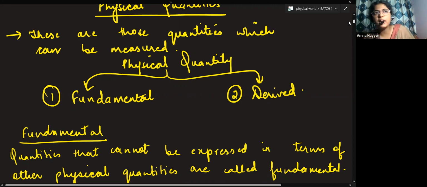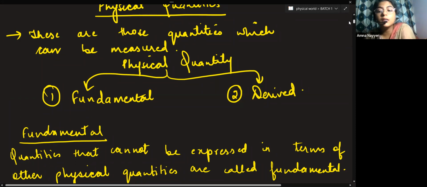For example, if I ask you to define length with the help of some other quantity, you will keep on thinking and thinking, but there won't be any other quantity with the help of which you are able to describe length. Length is a basic property. But if I ask you to describe velocity, area, or perimeter, with the help of length you will be able to calculate all these things.